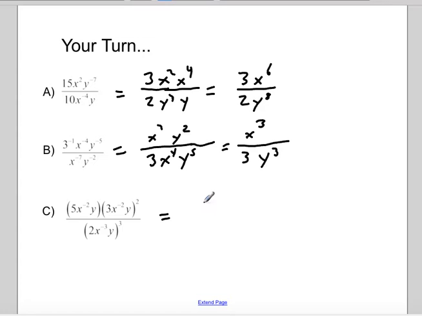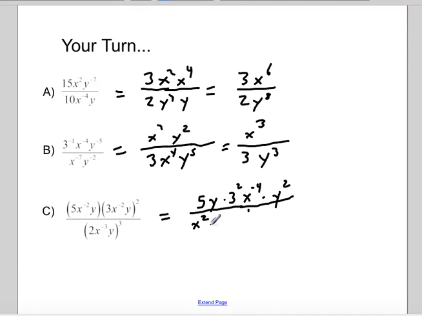Now this one down here has got some power to a power, so you got to be careful with that. 5 doesn't have another power, so 5 is going to stay there. X to the -2 can flip down and become x squared. The y can stay there. This whole thing is to the 2nd power, so I can take everything in there to the 2nd power. So 3 to the 2nd, x to the -2 to the 2nd becomes x to the -4. And then y to the 1st to the 2nd becomes y to the 2nd.